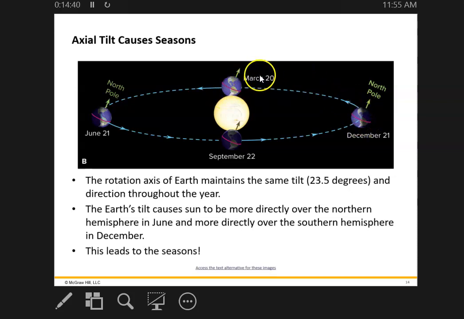Three months later, you've got March, and notice at that time, the northern hemisphere and the southern hemisphere line up with what is called the vernal equinox. This is the first day of spring. In December, the northern hemisphere is tilted away from the sun, and so people in the northern hemisphere get the least amount of sunlight during that time, and in the southern hemisphere you get the most amount of sunlight.